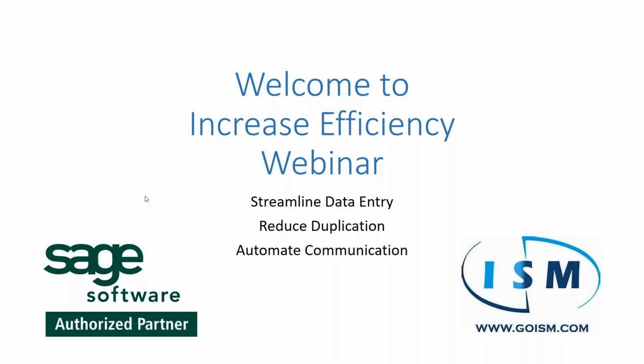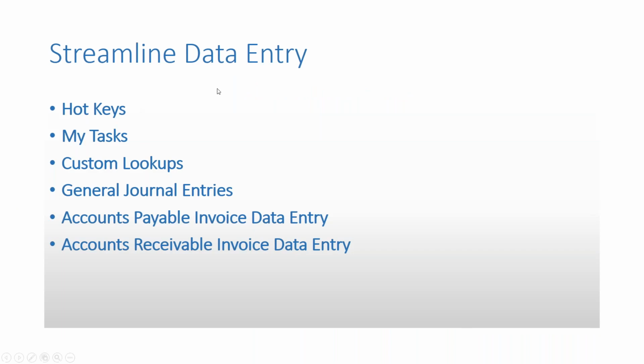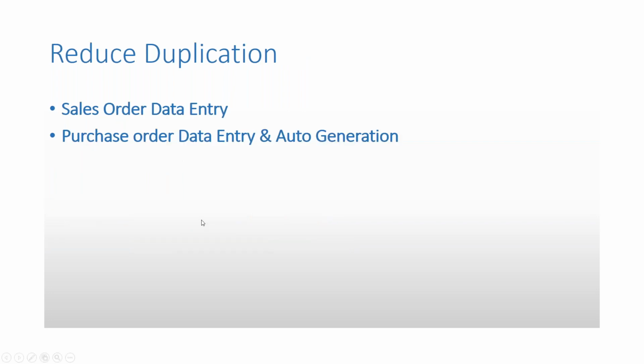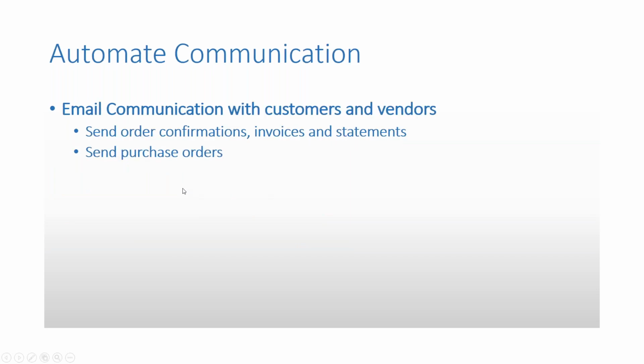Thanks, Sherry. So we're going to take a look today at increasing efficiency with your processes within Sage. Okay, we're going to take a look at some hotkeys, and I have a PDF document we can take a look at. We're going to look at my tasks, some custom lookups. We're going to look at general journal entries, accounts payable and accounts receivable invoice data entry. To reduce duplication, we're going to look at sales order data entry and purchase order data entry, as well as auto generation.